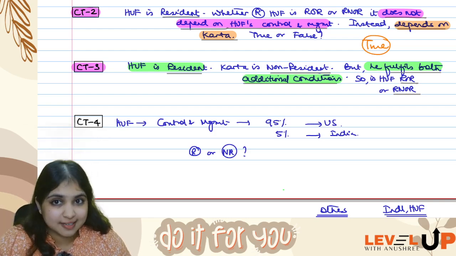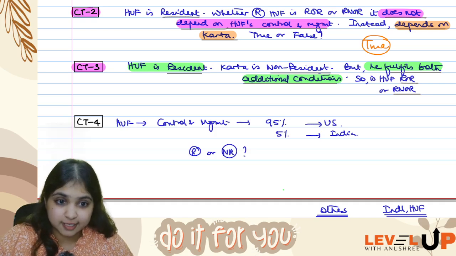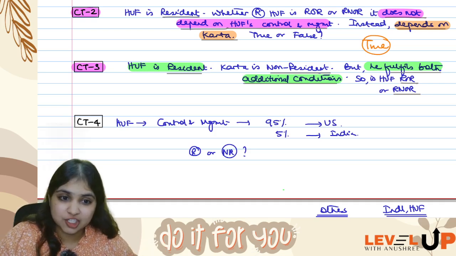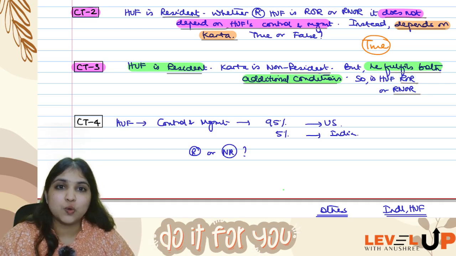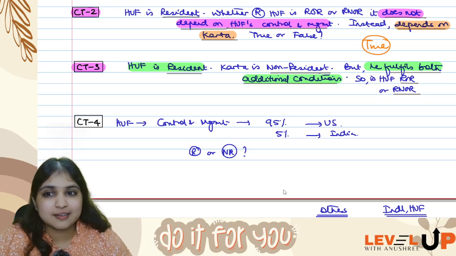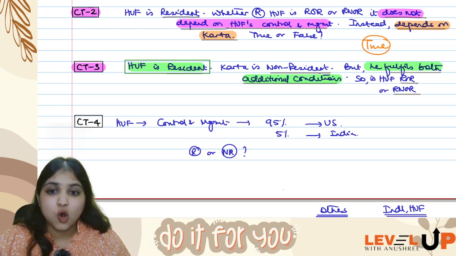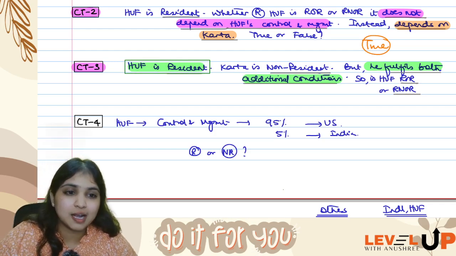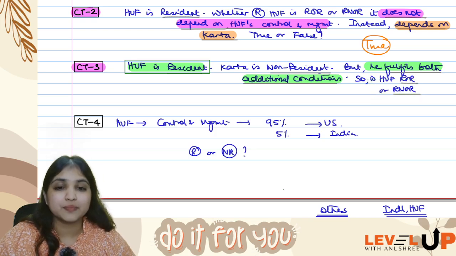So HUF is a resident, Karta is a non-resident, but he fulfills both the additional conditions. Is the HUF an ROR or RNOR? See, what is relevant for us? HUF is a resident. This is relevant for us. Only if the HUF is a resident will I think about ROR and RNOR.